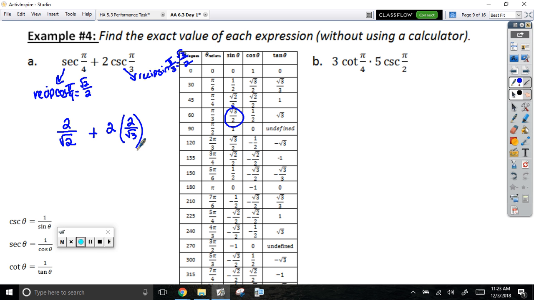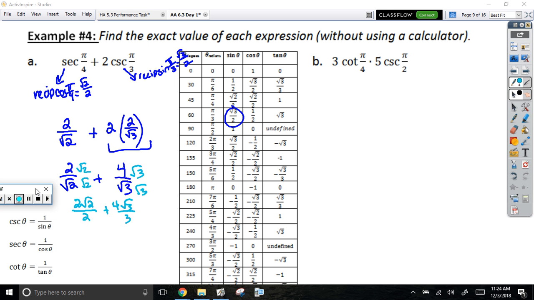And then we just need to rationalize each one of them. Each of those needs rationalized separately. So we'll have 2 square roots of 2 over 2 plus 4 square roots of 3 over 3. And I would accept that answer. We could simplify just one thing further. We can make this square root of 2 plus 4 root 3 over 3. You can't add these because they don't have like radicals.